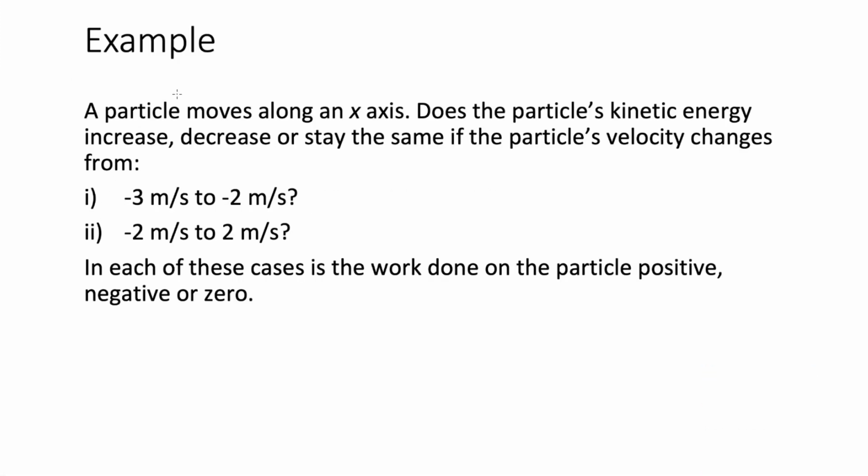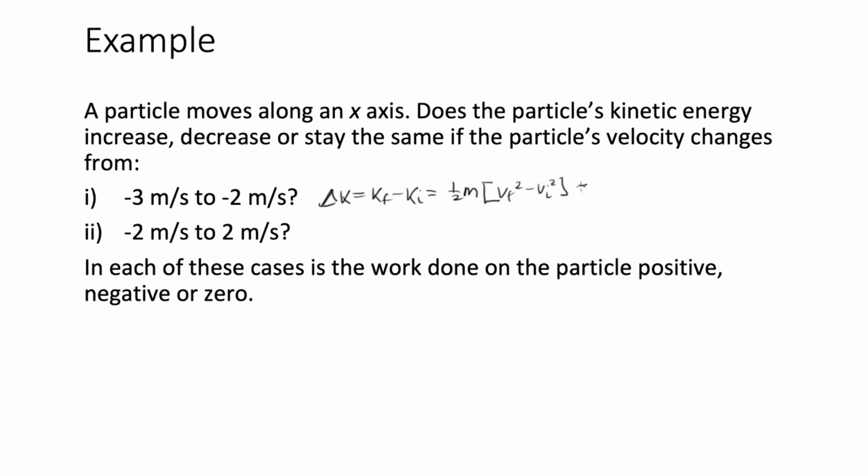Okay, so in this fairly simple example, a particle moves along the x-axis, and we're asked, does the particle's kinetic energy increase, decrease, or stay the same if the particle's velocity changes from minus 3 meters per second to minus 2 meters per second? Well, the change in kinetic energy is equal to the final minus the initial, which is equal to a half m. I'm going to pull the half m out the front because the mass isn't changing. So now I'm going to have the final velocity squared minus the initial velocity squared.